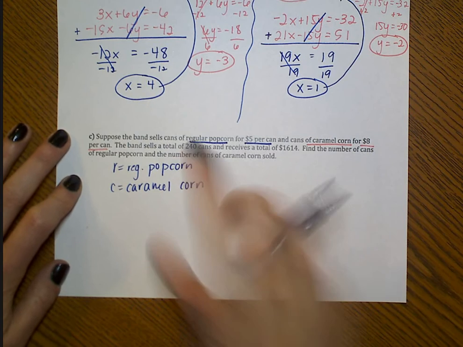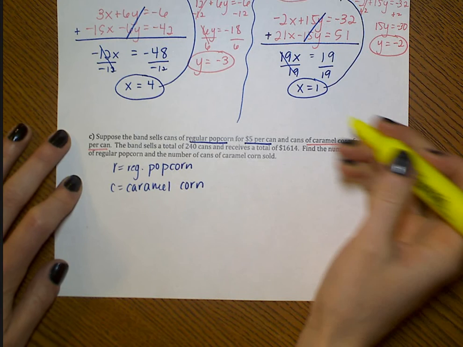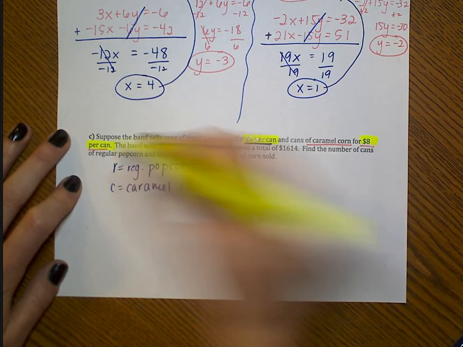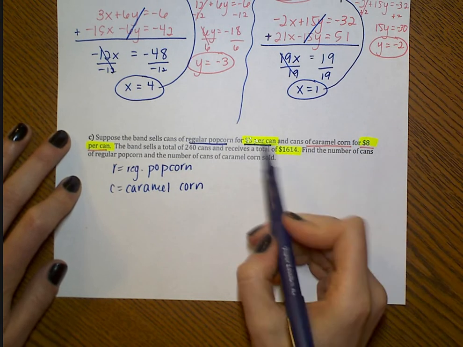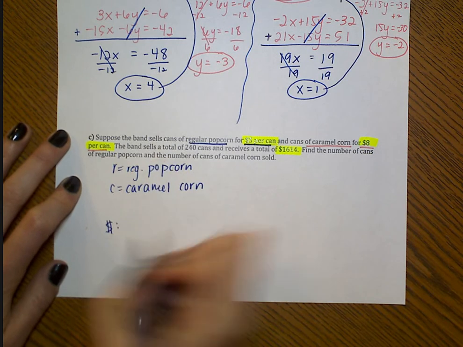Here's what I see. I see dollar amounts and I see a number 240 cans. That's not a dollar amount. So you kind of have to figure out what goes together in what equation. Here's a hint, you guys. If you've got some numbers that are money and some that aren't, the numbers that are money, they go together in one equation. Okay, so I'm going to write like a money equation.